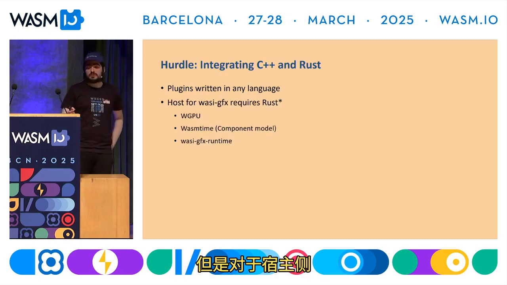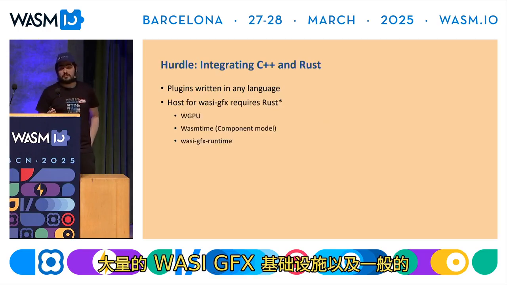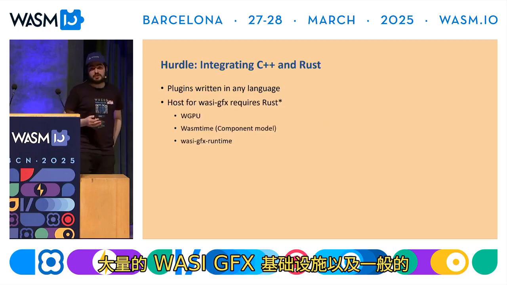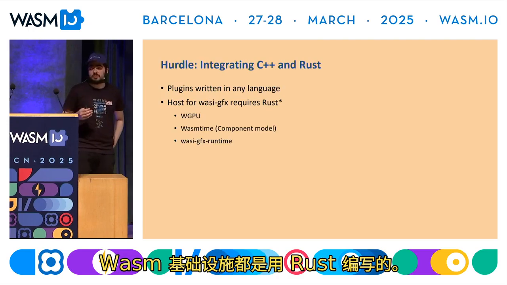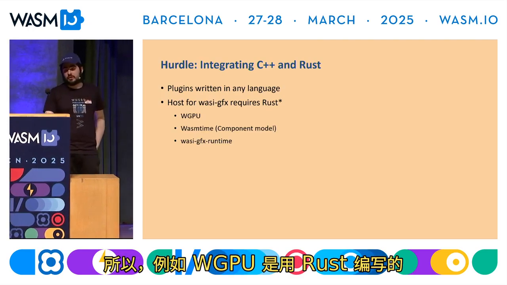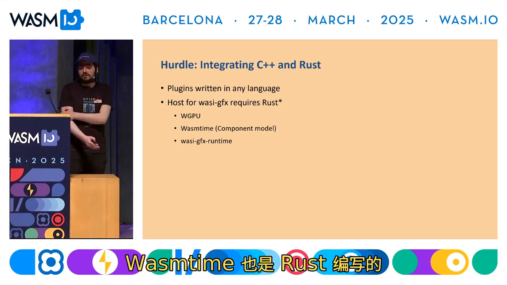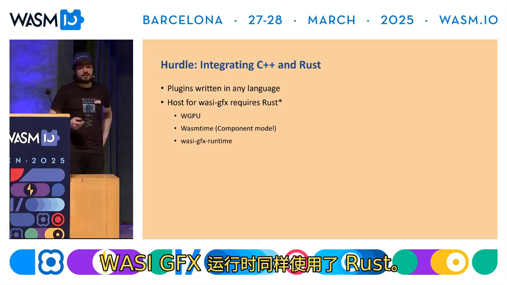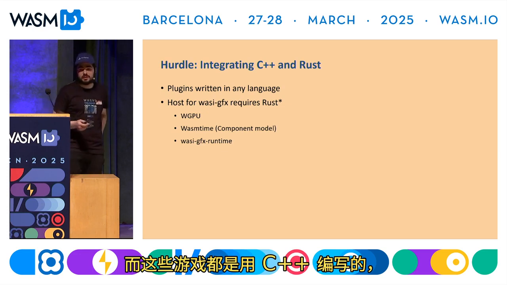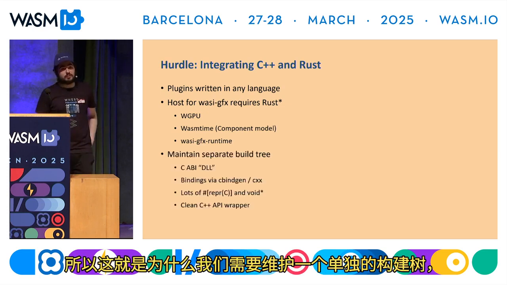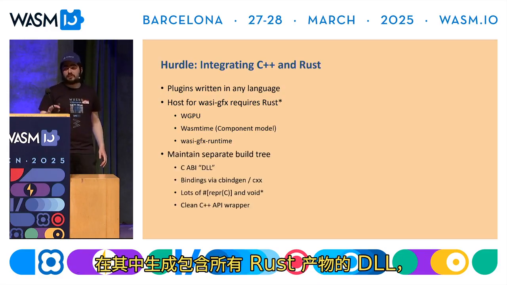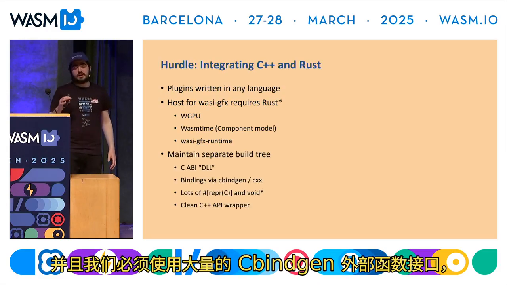But for the host side, a lot of the wasi-gfx infrastructure and the Wasm infrastructure in general is written in Rust. So for example, wgpu, that's Rust. Wasmtime is Rust. The wasi-gfx runtime, that's Rust as well. Whereas the games, they're all written in C++. So how do you deal with that? That's why we have to maintain a separate build tree where we generate a DLL with all the Rust artifacts inside. And we have to use a lot of FFI with cbindgen.